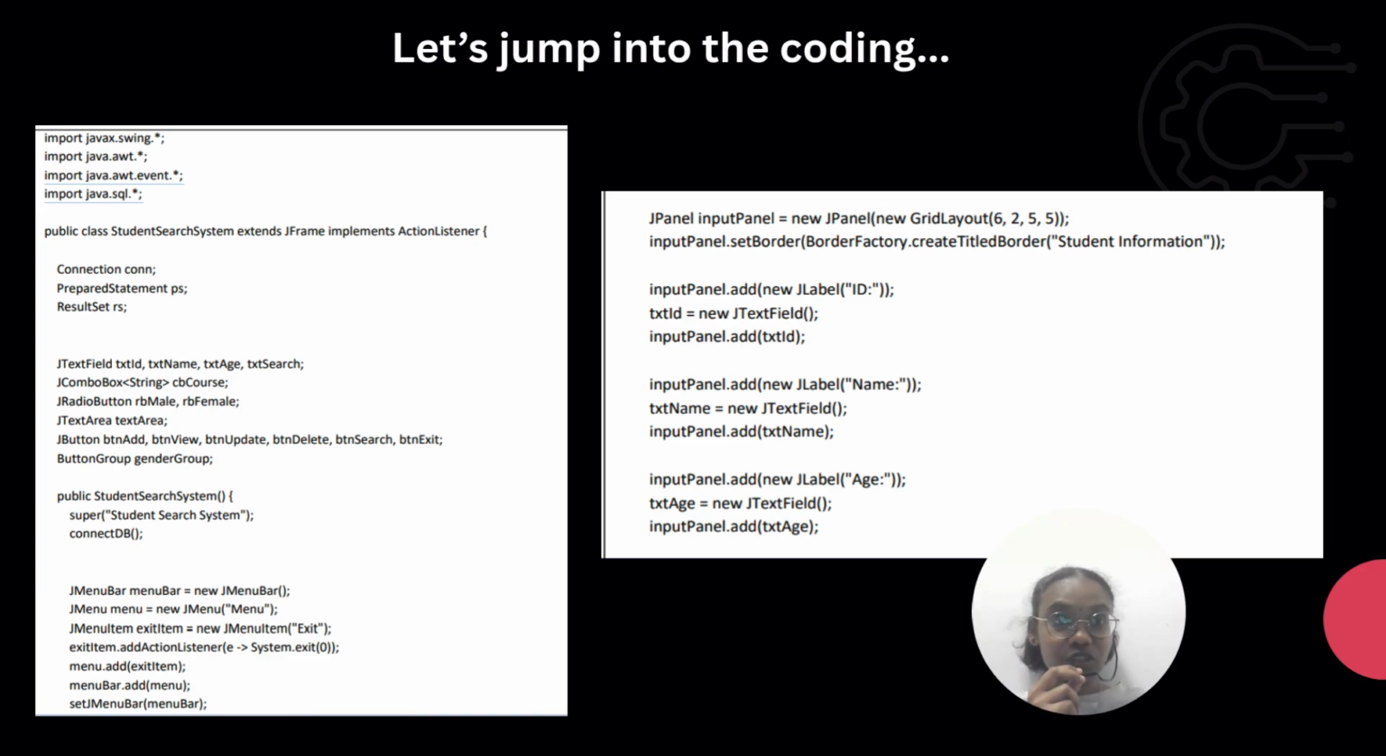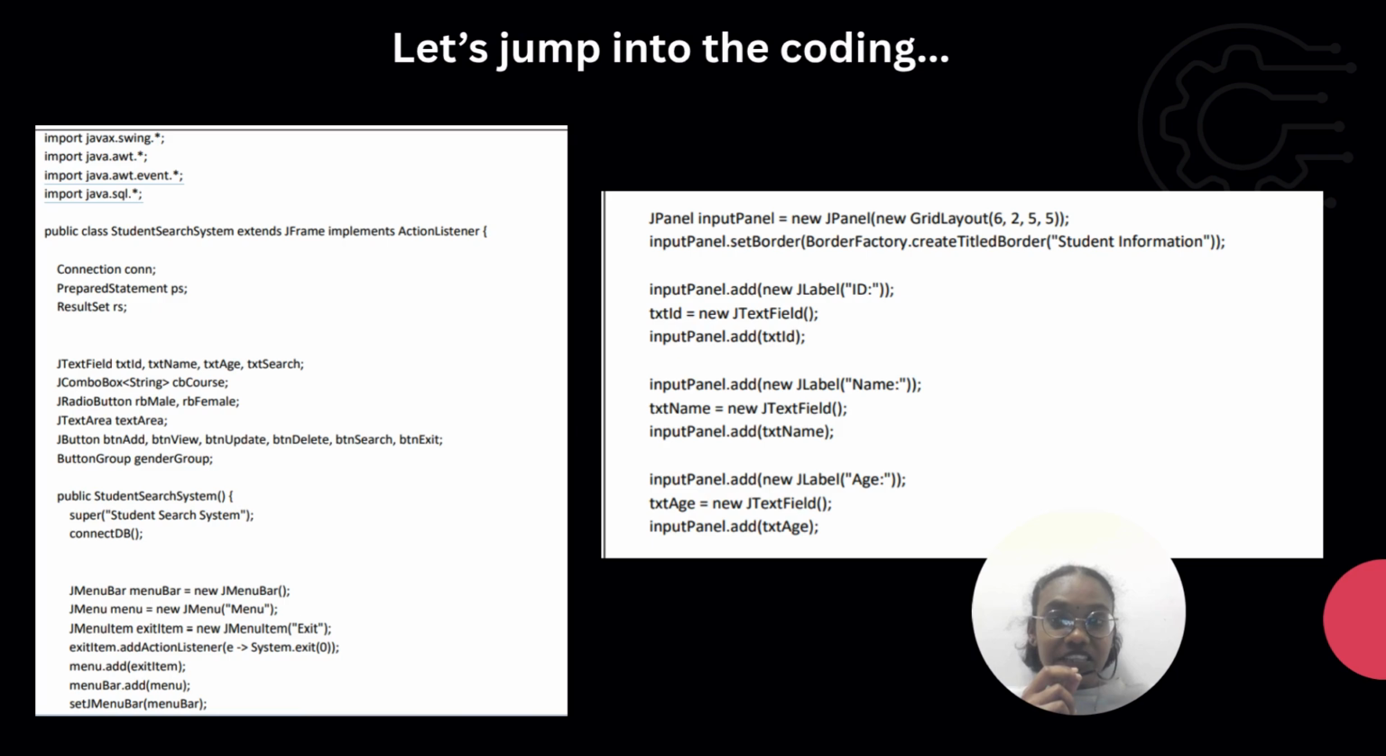So today my part is coding. Okay, let's jump into the coding. On this slide, you can see the Java code we wrote for the student search system application. On the left side, we start by importing the necessary Java packages for Swing, AWT, event handling, and SQL to help us build the GUI and manage the database connection.